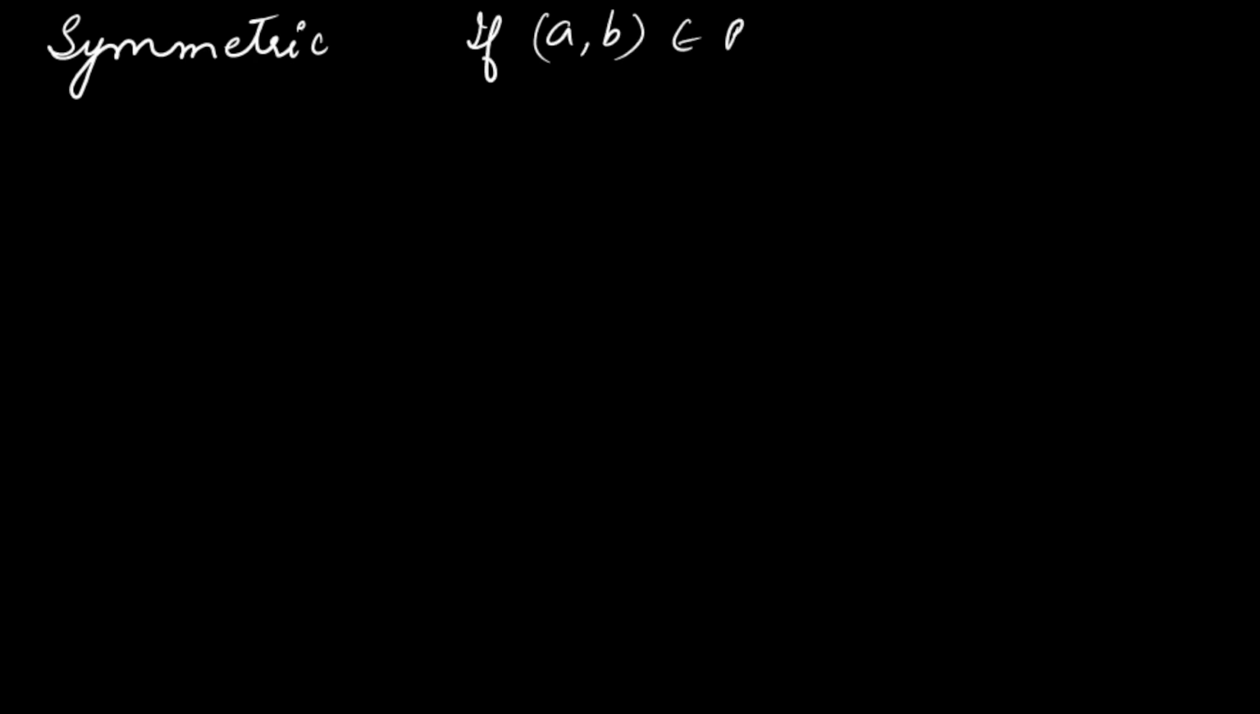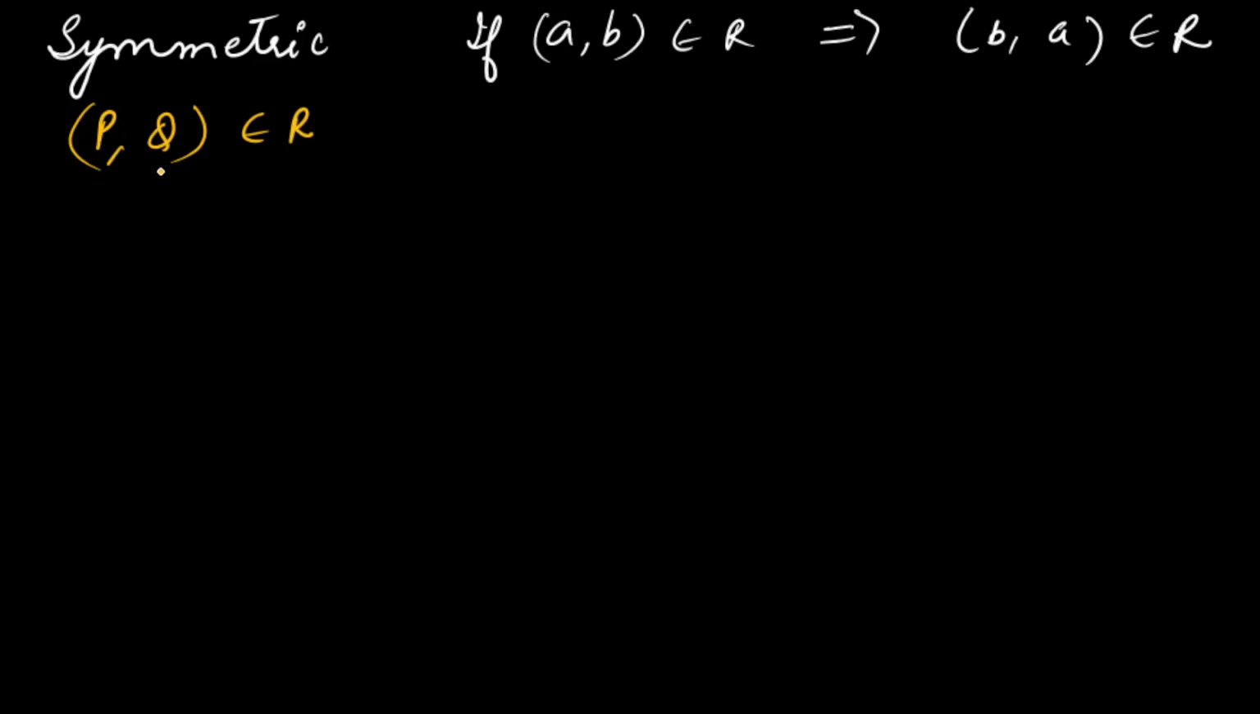Now the second one is symmetric. So again you have to go to its definition. The definition says if (A, B) belongs to R, it implies (B, A) should also belong to R. Right. So which type of ordered pairs do I have? I have (P, Q). So if (P, Q) belongs to R, what does it mean? From the first it will give us information. This information we will use to prove this thing.